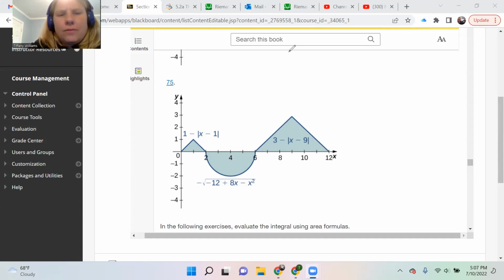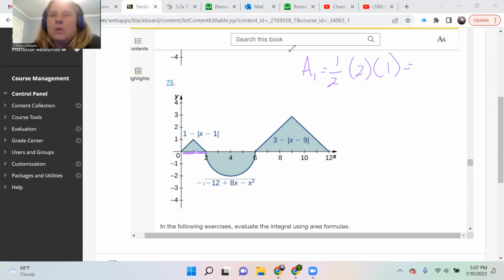So the first one's a triangle, right? And it's a positive triangle. So I'm going to say area 1 is going to be equal to 1/2. The base, of course, here is going to be 2 times the height, which is 1. So, of course, the area for the first shape here is going to be 1.